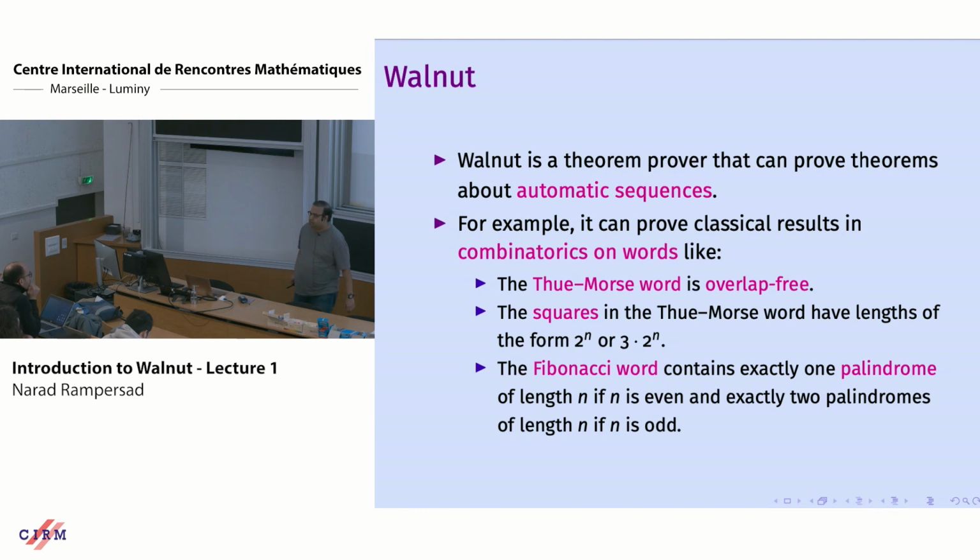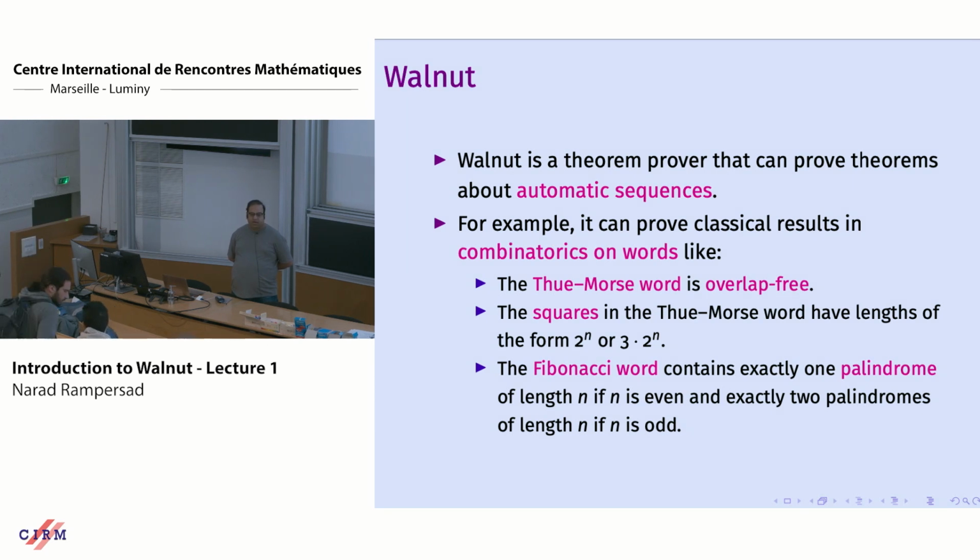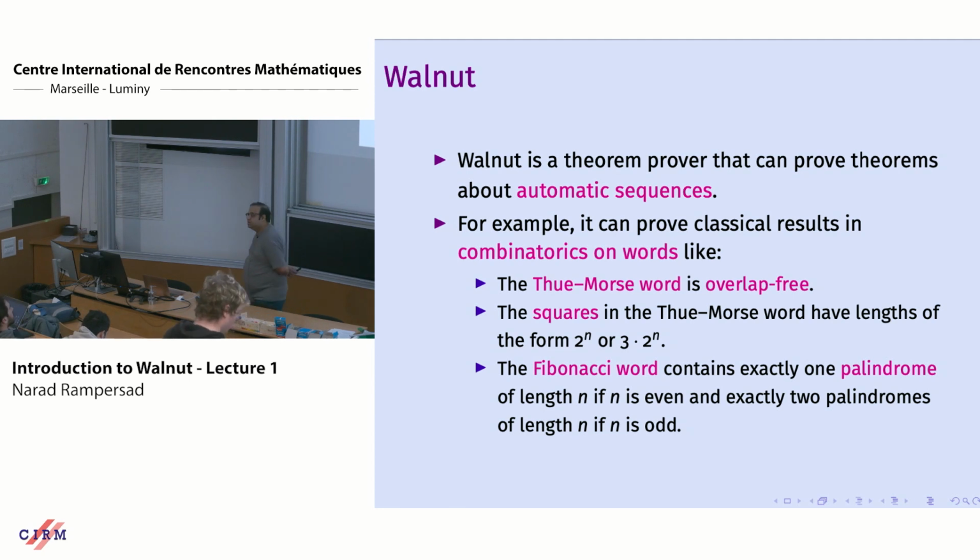This course is going to be an introduction to Walnut. And, well, what is Walnut? Walnut is basically an implementation of a decidability algorithm for an extension of a certain first-order theory of arithmetic called Presburger arithmetic. And it's mostly useful for proving theorems about a class of integer sequences called automatic sequences. And it can be used to prove many classical and new original results in combinatorics on words.